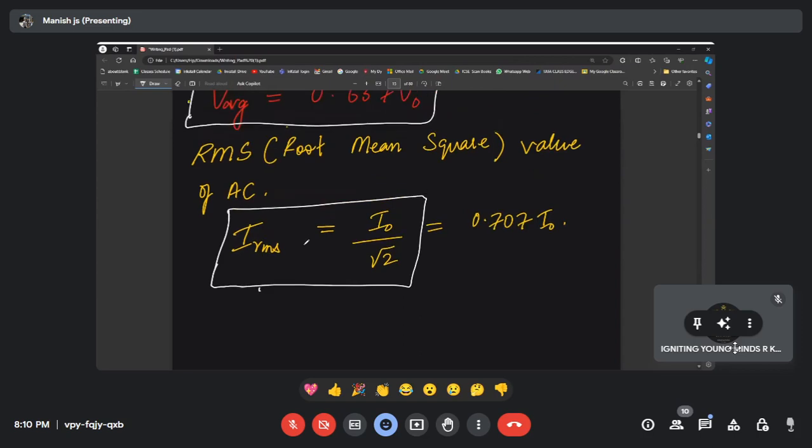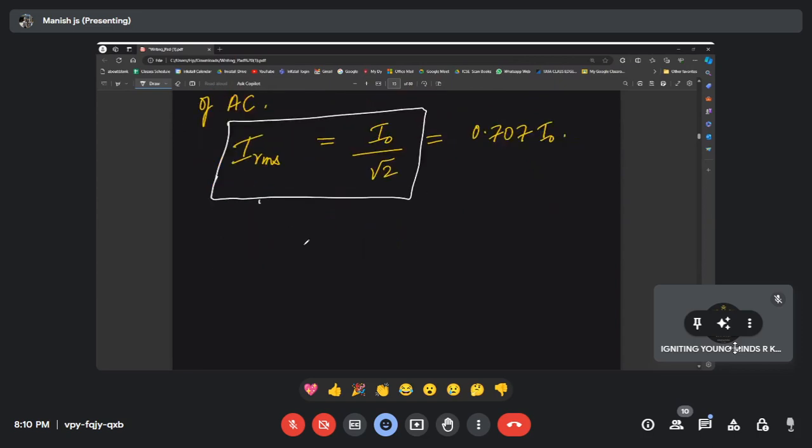Okay, so this is the relationship between RMS value and peak value of current. RMS and peak value are just related by a factor of root 2. That is the only difference. So I RMS is I naught upon root 2. This is how you need to understand the relation between both the currents, peak current and RMS current. Okay, that's it.